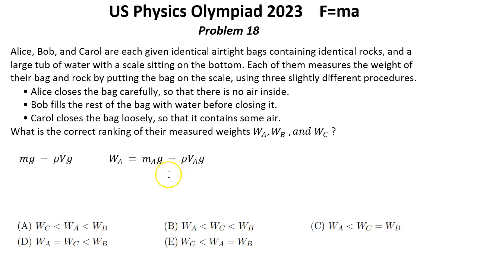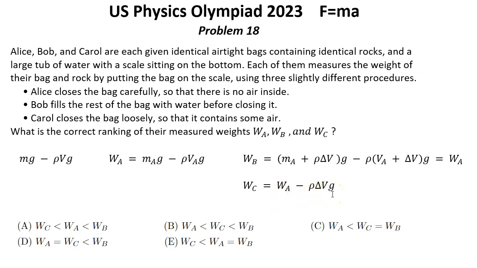If Bob adds a volume delta V of water, he adds a mass rho delta V as well. And practically we have the same measurement for him. Carol adds a volume of delta V while adding a negligible mass from the air. So we have the same, but with the weight of replaced water by the additional volume of air. Therefore the answer is E, and that was the solution for problem number 18.